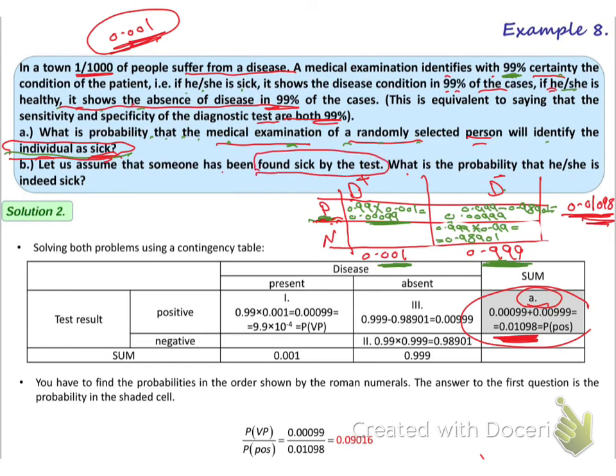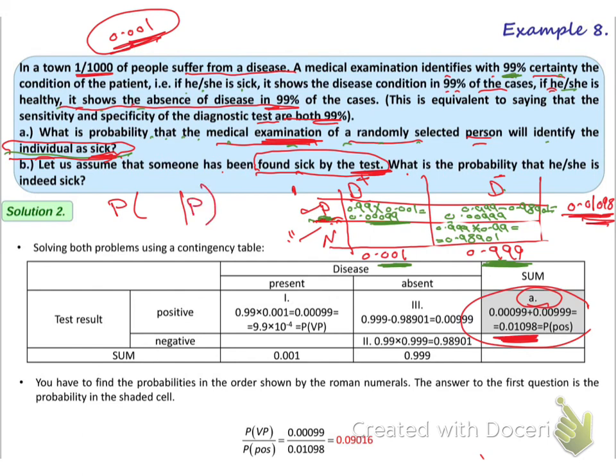The second thing, let us assume that someone has already been found sick in the test. So this now became given. So the probability of something, and we have given. What is the given? That he is sick. And the test shows positive or negative only. This is the rule of the test. Okay? Here from the examination, the test shows sick. So we went to positive. Also here, the test shows positive. Okay? So has been found sick. So positive. Given that he is positive.